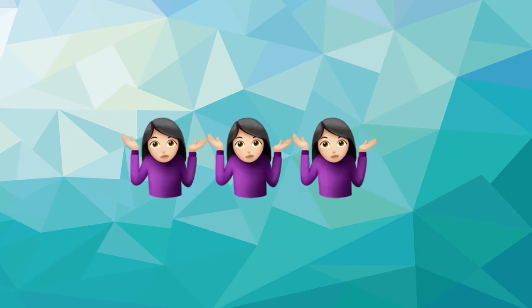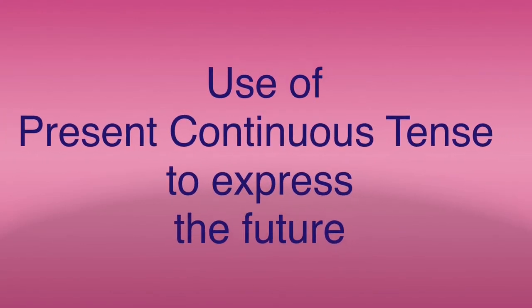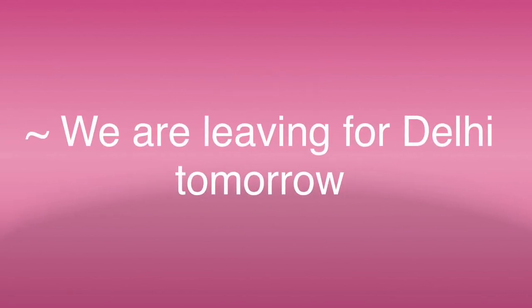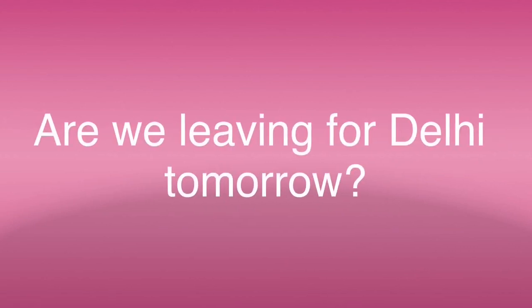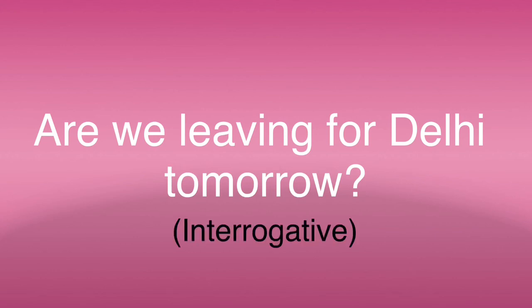Now, there's another way of speaking about the future. We can also use the present continuous tense to speak about the future. For example, we are leaving for Delhi tomorrow. We are not leaving for Delhi tomorrow. That's a negative sentence. Are we leaving for Delhi tomorrow? And that's an interrogative sentence.